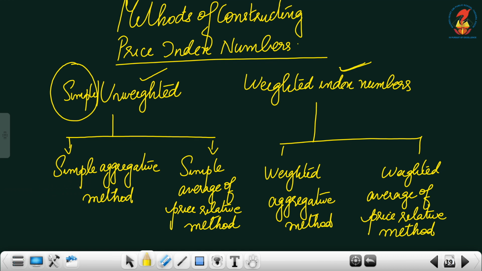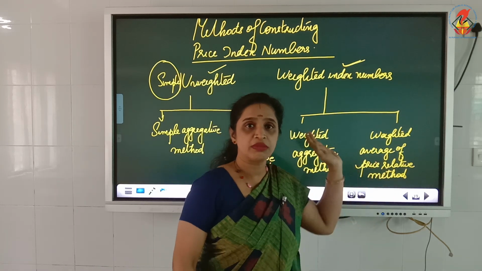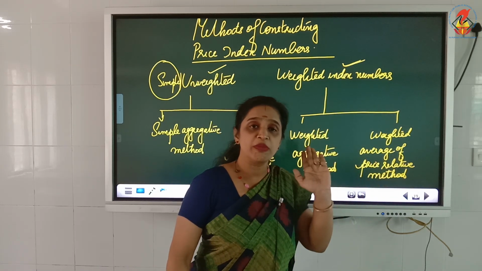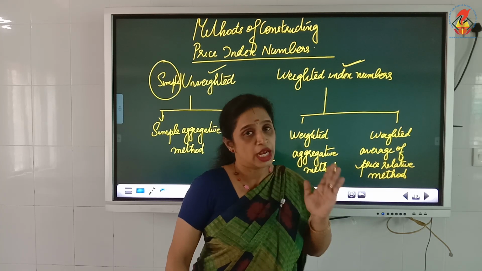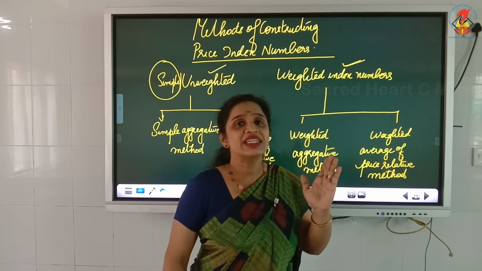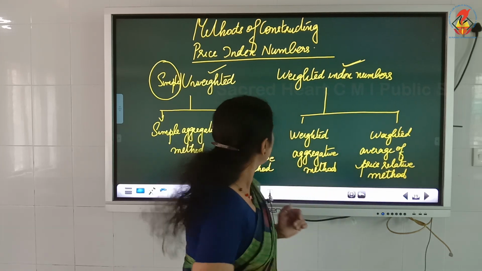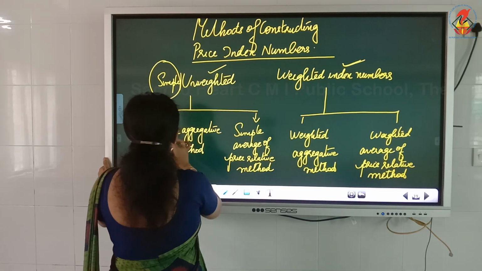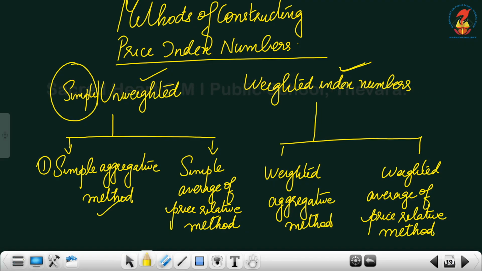Now, in these two categories, unweighted index numbers and weighted index numbers, we have different methods of constructing the index numbers. In simple or unweighted index numbers we have two methods mainly. The first one is the simple aggregative method and the second one is the simple average of price relative method. In weighted index numbers we have two methods, that is, the weighted aggregate method and the weighted average of price relative method.